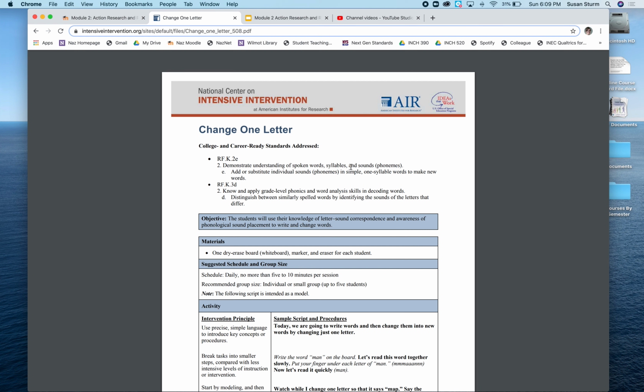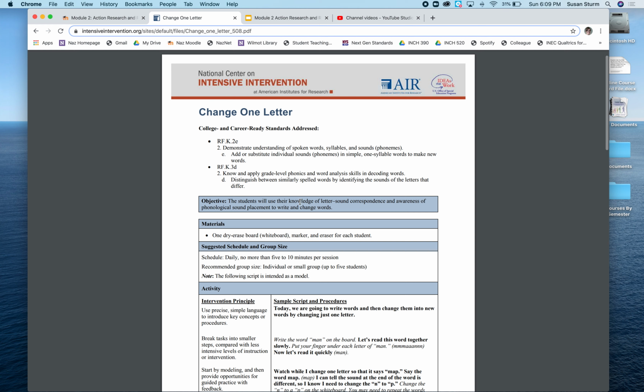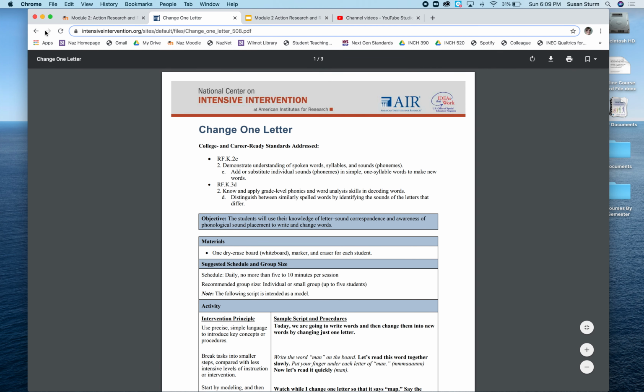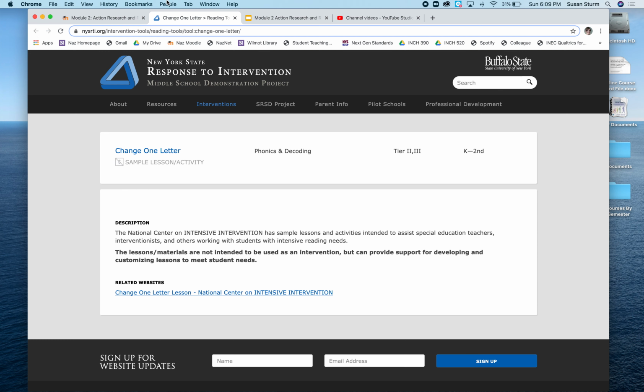So this is a lesson for phonics and decoding, change one letter. So the student will use their knowledge of letter sound correspondence to write and change words. So if you're looking for lessons for your student, I encourage you to check out this website as another great resource.